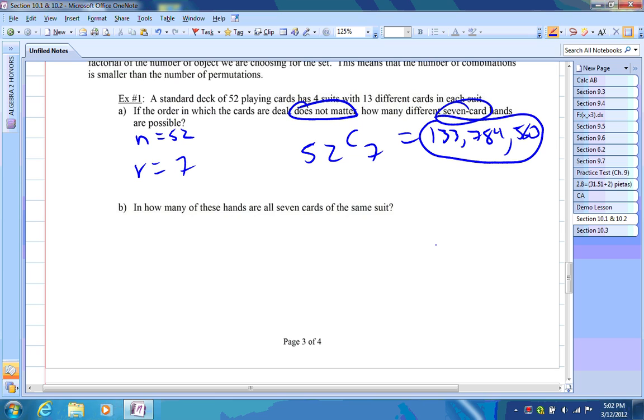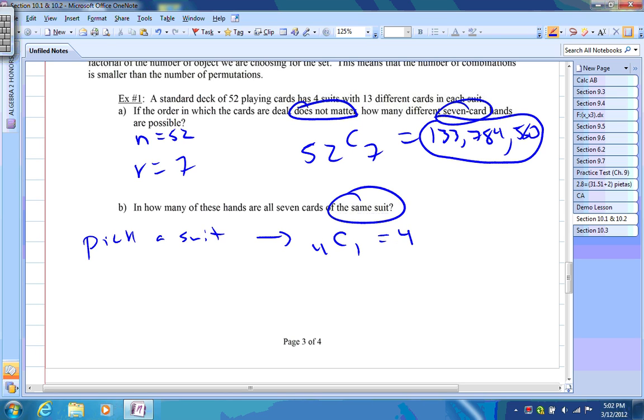How many of these hands are all 7 cards of the same suit? Okay, so you want the same suit. Now if you think about it, first of all, you've got to pick a suit. That'll be 4C1. Reason being is because you need to figure out, are we going to have diamonds, clubs, hearts, or spades? So 4C1, there'll be 4 ways to pick a suit.